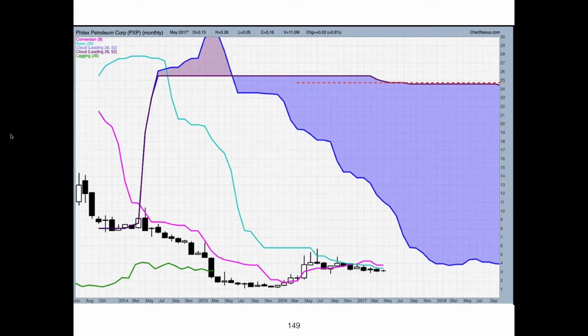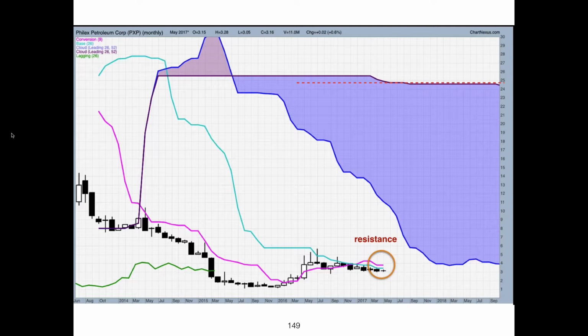Now we have PXP. This price target seems outrageous. Nonetheless, it's doable because PXP went from a price of 45 pesos years ago. Now this current resistance is at the confluence of the Tenkan-sen and Kijun-sen.